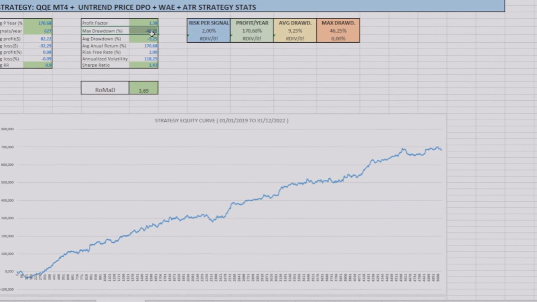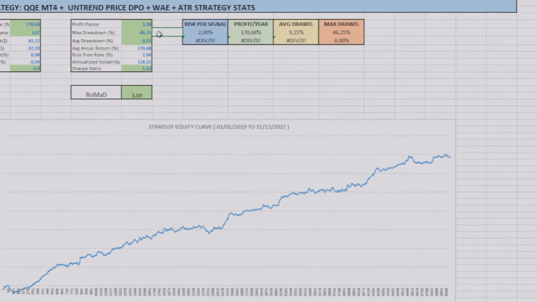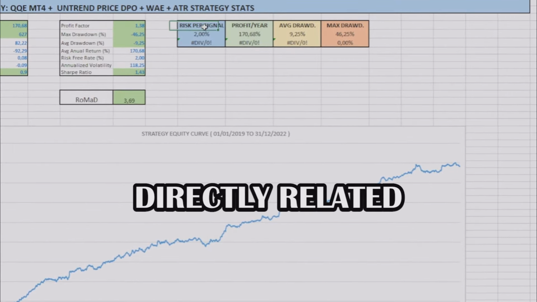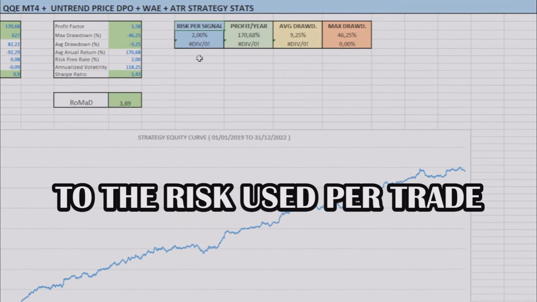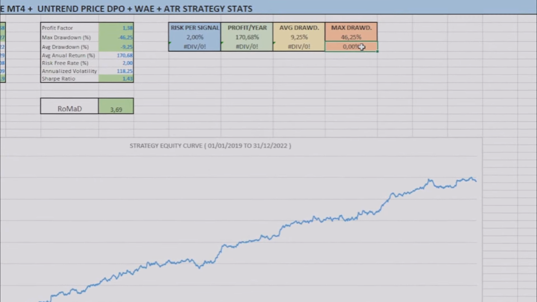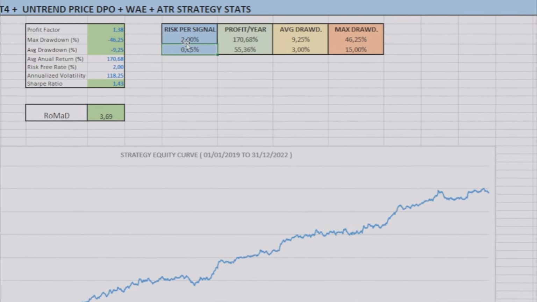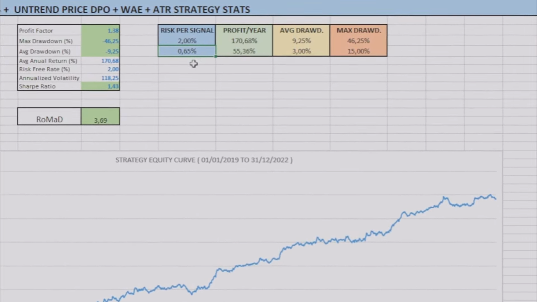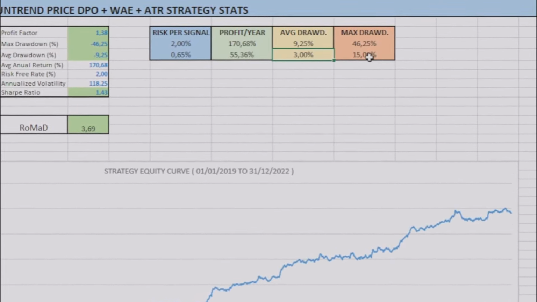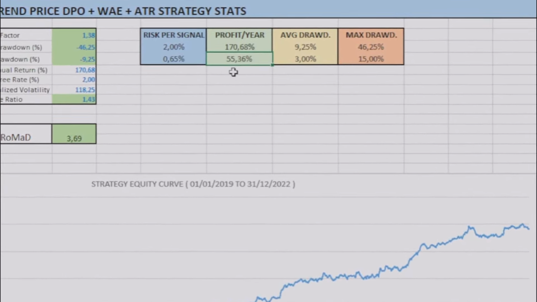Before I finish, I would like just to clarify one thing for you. Even though the max drawdown is currently 46%, that doesn't mean I'm ever going to have a drawdown that big. And why? Because the drawdown is directly related to the risk used per trade. I will give you an example. For me, an acceptable max drawdown is around 15%. So, if I use an average risk of 0.65% per position, I will never, on average, have a max drawdown higher than that, and I will continue to have a good annual return, around 55%.